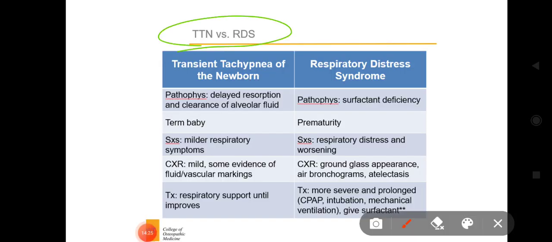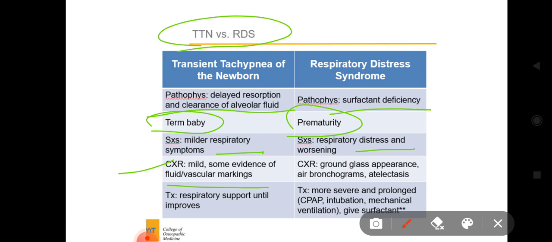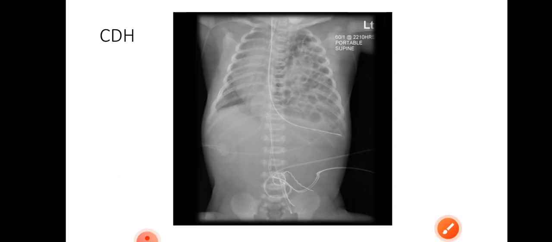So TTN versus RDS, transient tachypnea of newborn and respiratory distress syndrome. In TTN, the pathophysiology is delayed resorption and clearance of alveolar fluid, while in RDS it is surfactant deficiency. TTN is seen in term babies, RDS in premature babies. Signs and symptoms: mild respiratory symptoms in TTN, while in RDS respiratory distress worsens. On chest X-ray, TTN shows some evidence of fluid or vascular markings, while in RDS, ground glass appearance, air bronchograms and atelectasis are seen. Treatment: respiratory support until it improves. RDS is more severe and prolonged, so CPAP, intubation, mechanical ventilation, and surfactant are required.